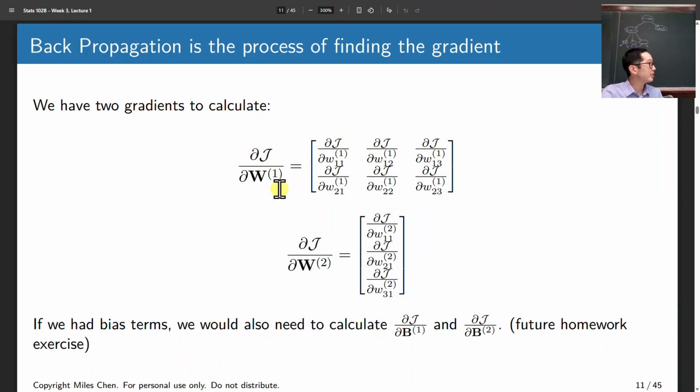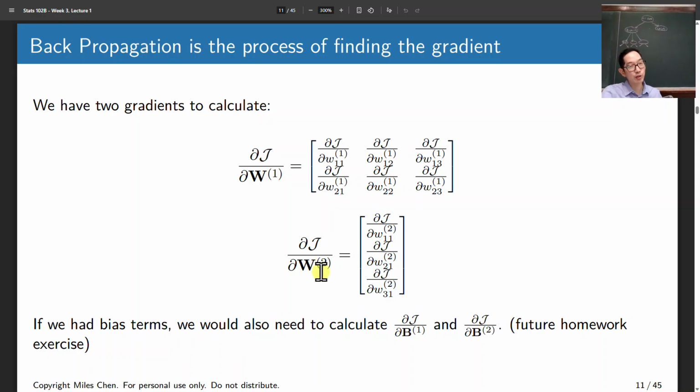All right, so anyway, here's our neural network, and what we want to end up with is our gradients. The matrix W1 is a 2x3 matrix, so the resulting gradient is going to be a 2x3 matrix of partial derivatives: the partial derivative of our loss function with respect to W11, with respect to W12, and so on and so forth, for all 6 terms in W1.